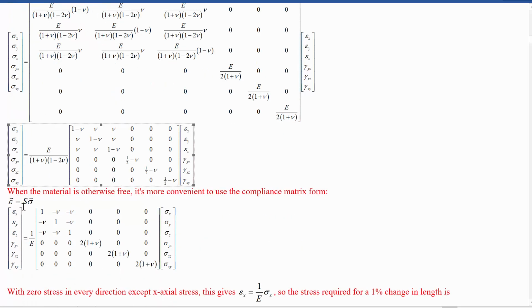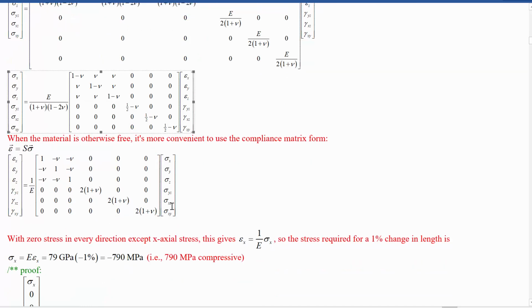Okay, if instead the material's otherwise free, this is good if it's otherwise fixed, because then you can set all the strains except for the one you're concerned with to 0 and multiply this across and see how the stress in that direction is related to the strain directly. But if it's otherwise free, then we've got all the stresses except for sigma x equal to 0. That's the first case in part A. In part D, we're going to be having all the strains equal to 0, but for part A, B, and C, all the stresses are equal to 0 except for sigma x. So we can see that epsilon x is just 1 over E times sigma x in that situation.